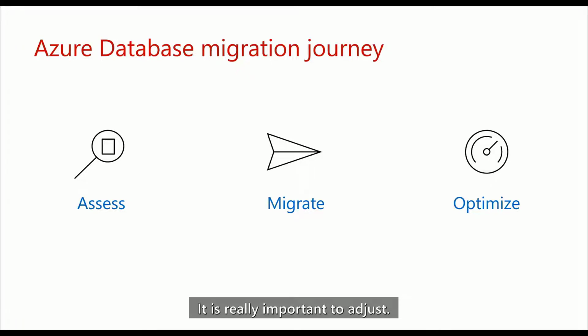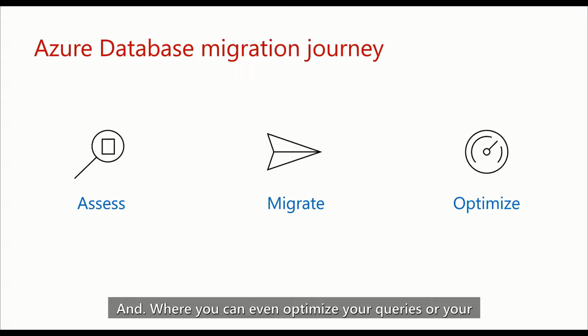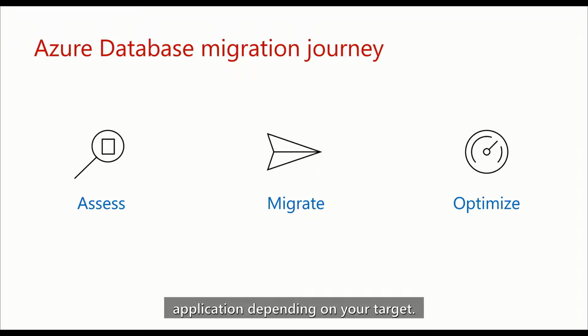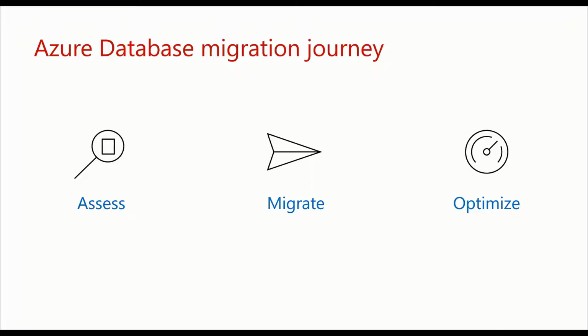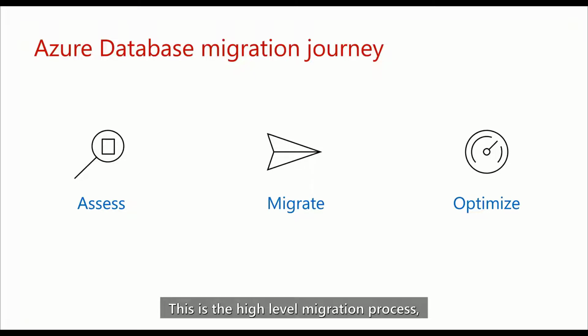It is really important to adjust and, where you can, even optimize your queries or your application depending on your target. We have a lot of built-in features, like intelligent query processing. We have a lot of things that can automatically adjust in order to give you the best performance. But sometimes you also need to assess on the application side, or even on the database indexing strategy or partitioning strategy, in order to make sure that it is optimal for your target.